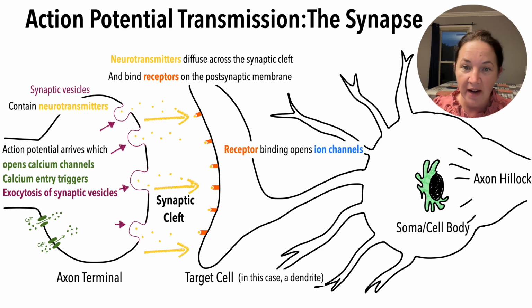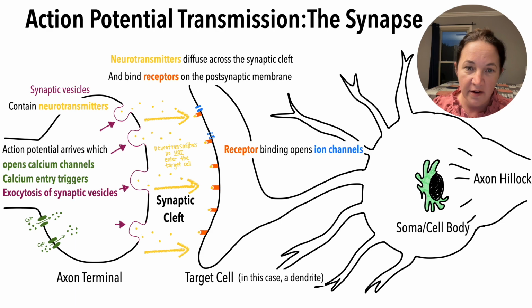Now the receptor binding will open ion channels. It depends on what the neurotransmitter is and what kind of receptors the neurotransmitter binds to, what kind of ion channels will open. But here is a key concept. Those neurotransmitters are not going to enter the target cell. Only ions are going to enter. So try to keep that straight.